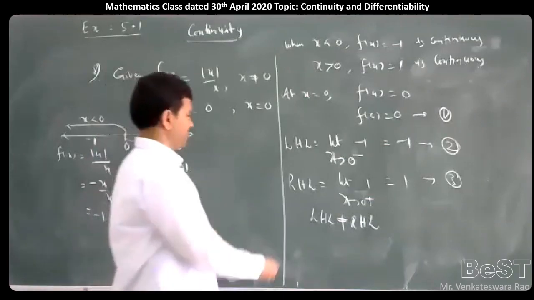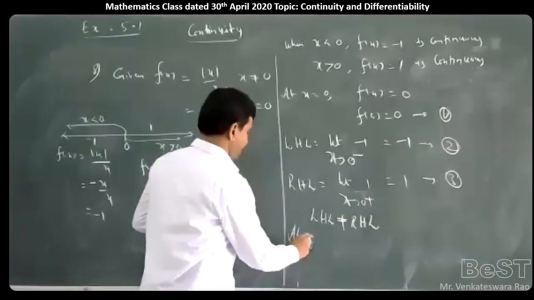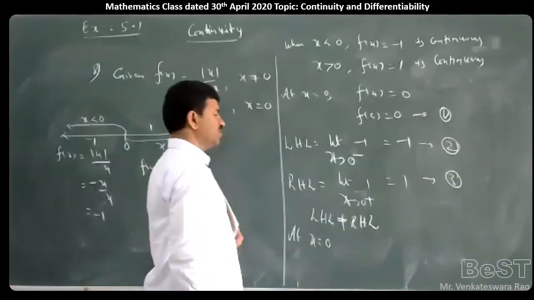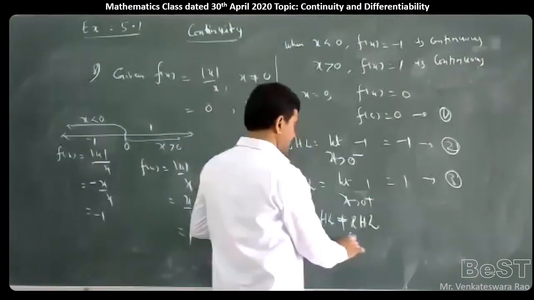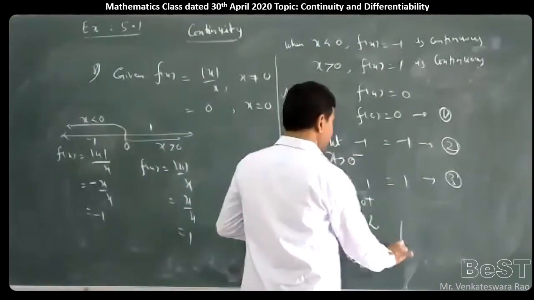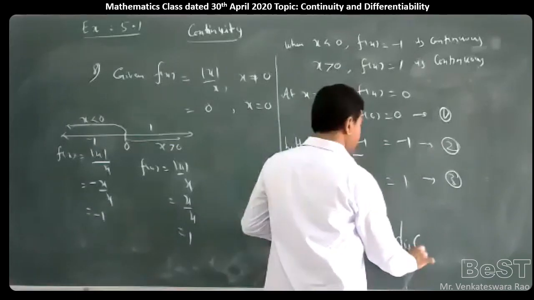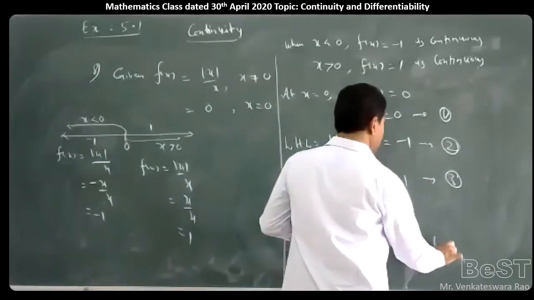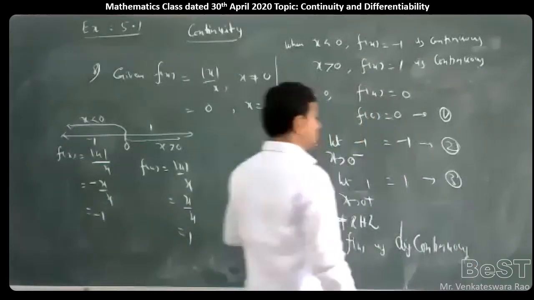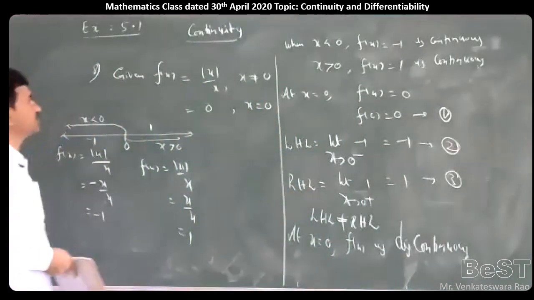At x equal to 0, f of x is discontinuous. That's all. That is the point of discontinuity.